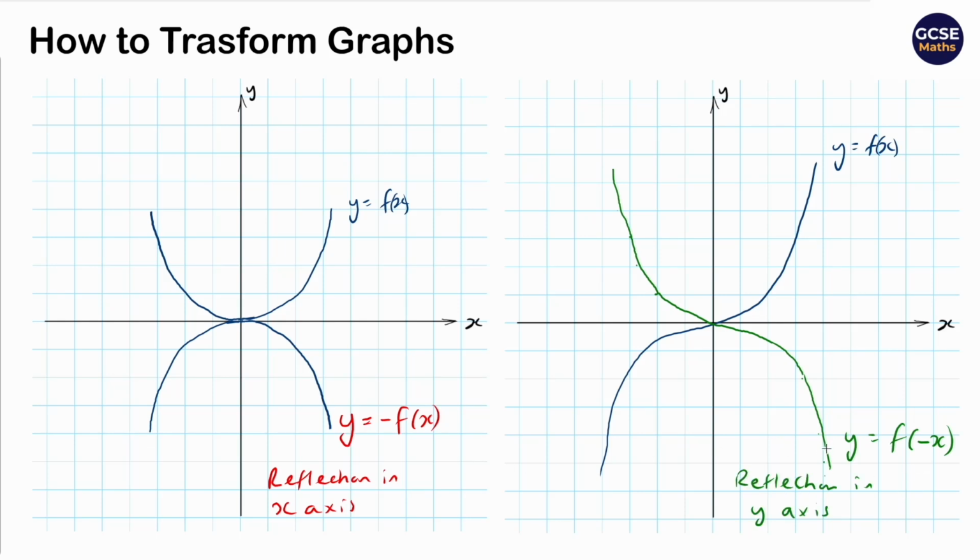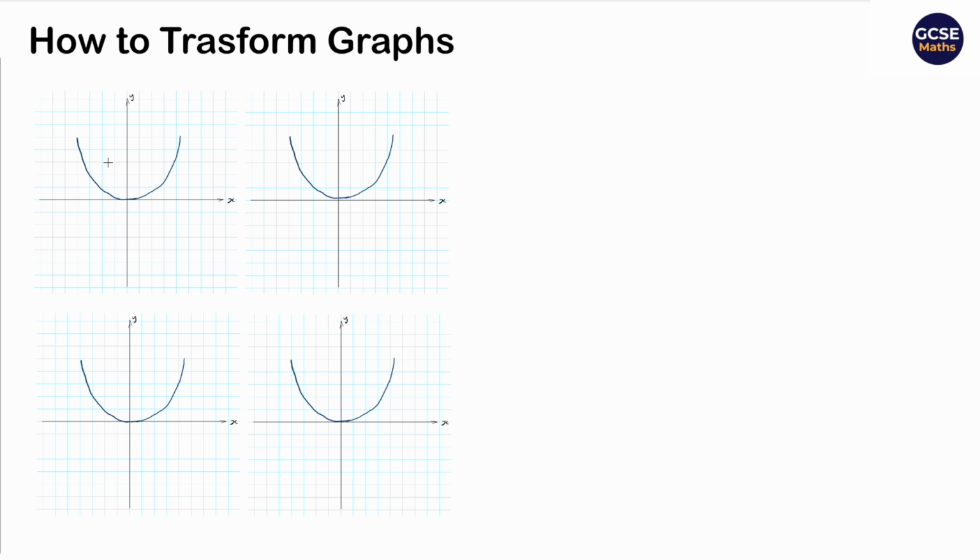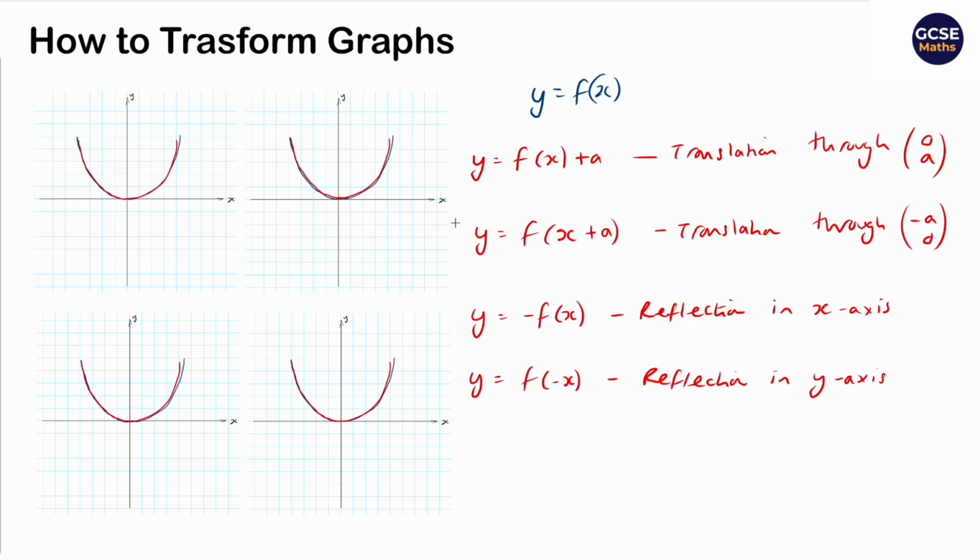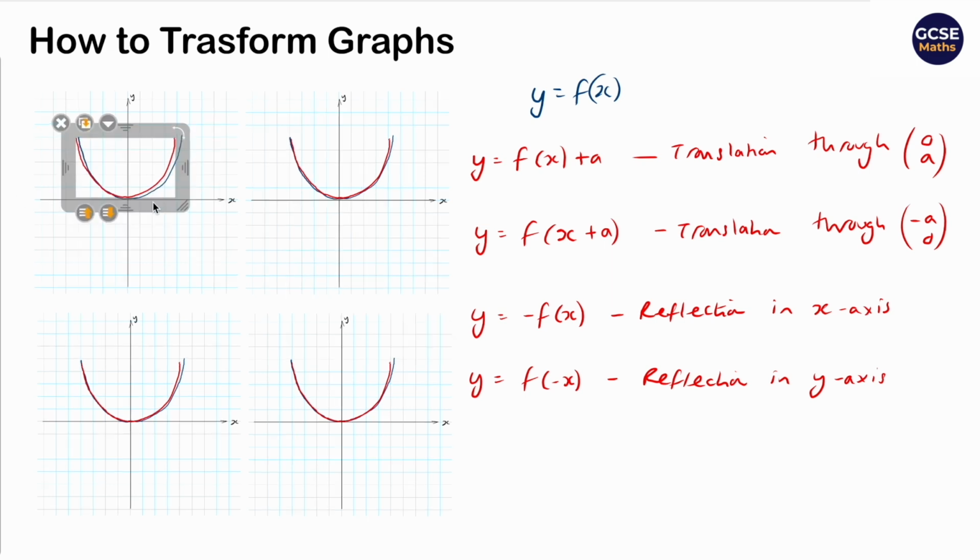Okay, let's summarize this. So here we have four axes with y is equal to the function of x on each one. Now clearly that can be any type of graph. So in each case we have y is equal to f of x. So let's write our four rules down here and we're going to have a look at a few. So if we look at the first one and we want to look at the translation from here to here, it goes down 1, 2, 3.